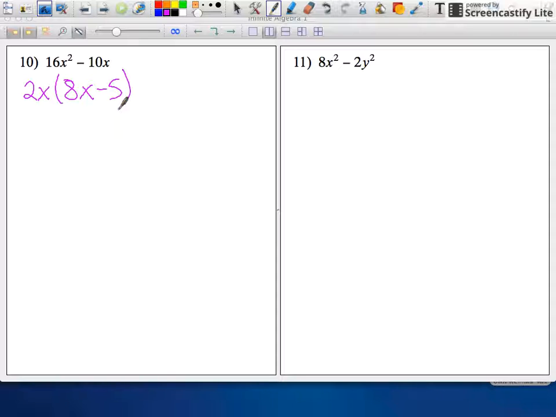And now I have to reevaluate. This is the hardest part for a lot of people about factoring, is knowing when you're done and when you're not done, and what all your options are.